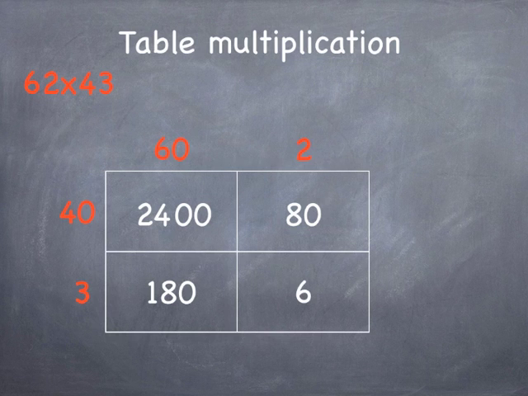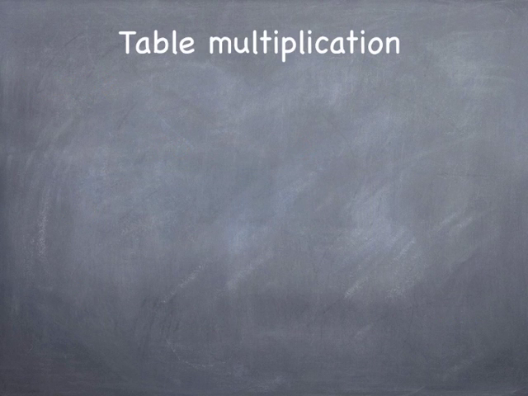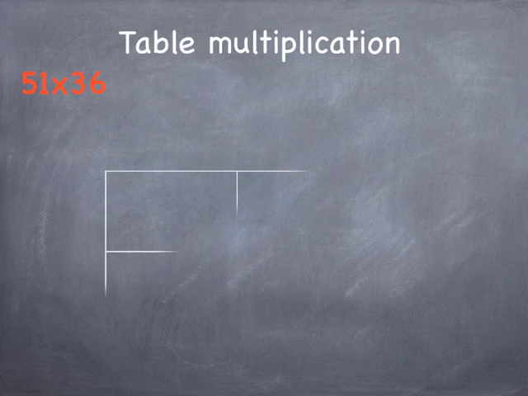Now it's a matter of adding these four numbers together. Here they are in a column, and they add to 2666.